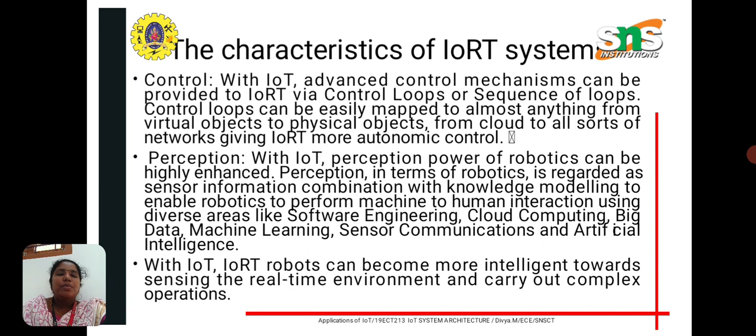Then we have control and perception. Control mechanisms can be provided in IoT via control loops or a sequence of loops. Control loops can be easily mapped to almost anything, from virtual objects to physical objects, from cloud to all sorts of networking, giving IoT more automatic control. In perception, the power of robotics can be highly enhanced. Perception in terms of robotics is regarded as sensor information combined with knowledge modeling to enable robotics to perform machine to human interaction using diverse areas like software and cloud computing, big data, machine learning, sensor communications, and artificial intelligence.